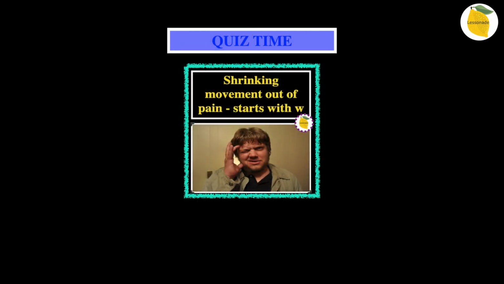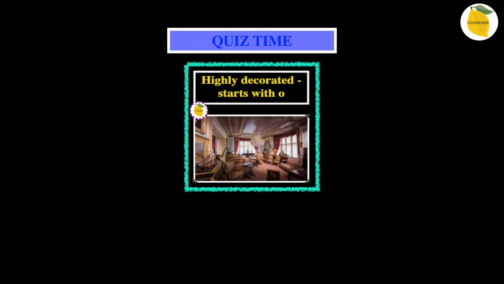Shrinking movements out of pain starts with W. In this picture, we can see someone really closing their eyes and really shrinking it as if they're in pain. The next one is highly decorated, starts with O. In this picture, we can see a palace or a mansion that's been really decorated.